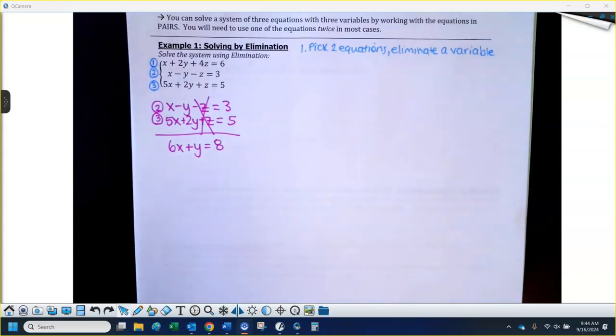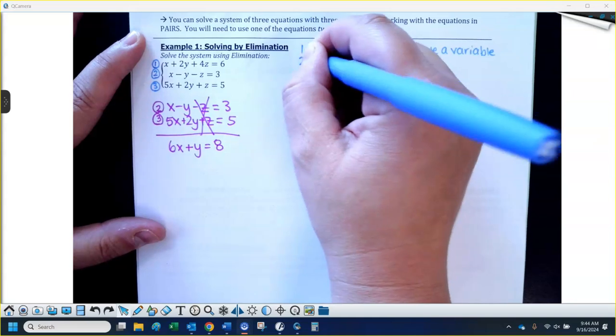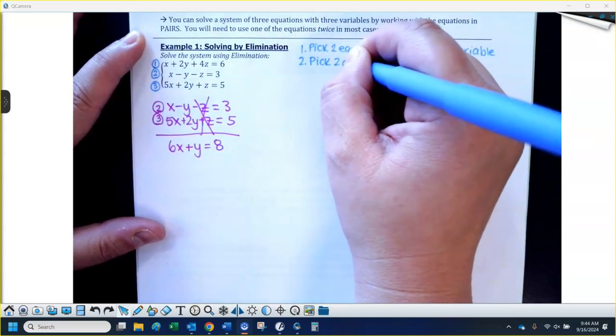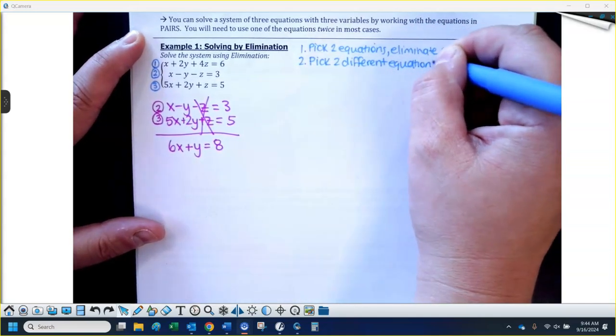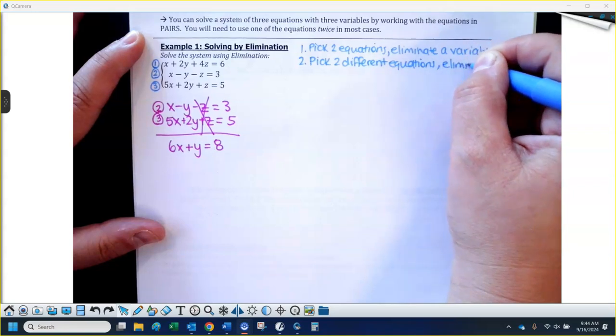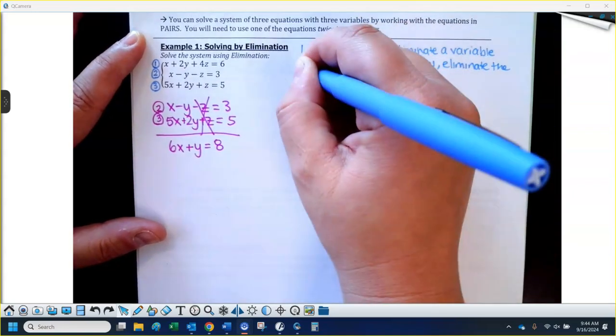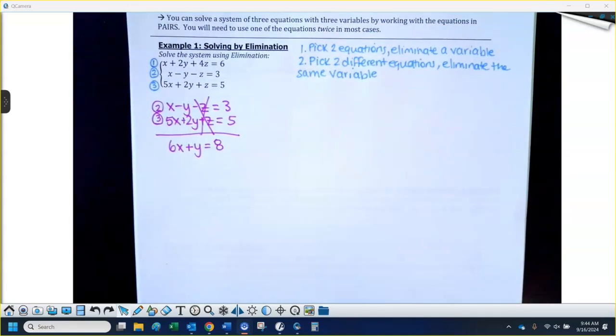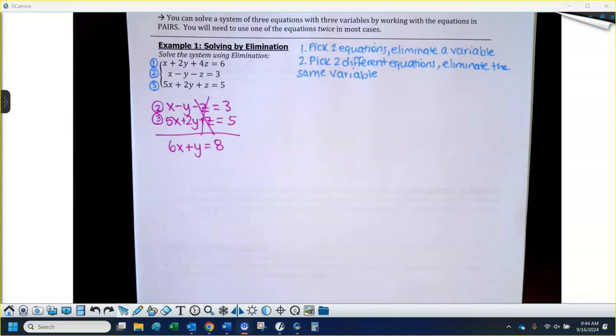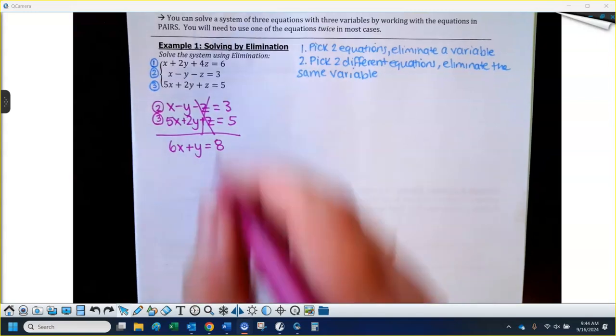Okay, now here's the key. You pick 2 equations, you eliminate, and we decided to get rid of z. Now you pick 2 different equations. Okay, now this is important. You have to eliminate the same variable. You're going to pick 2 different equations, and you have to eliminate the same variable. So since we decided to get rid of z, when I pick these other 2 equations, I have to still get rid of z.